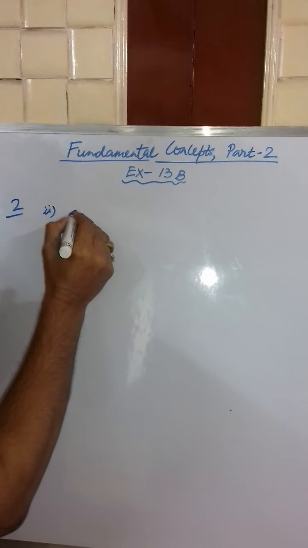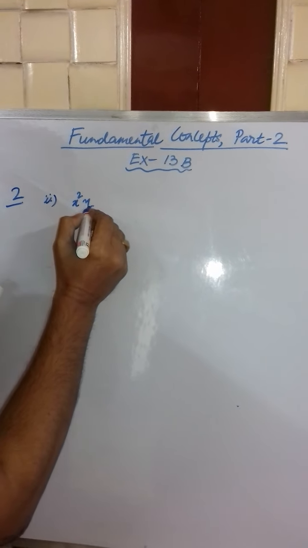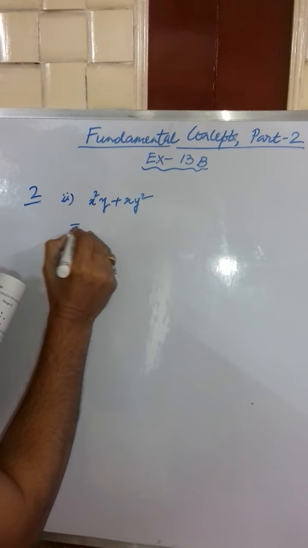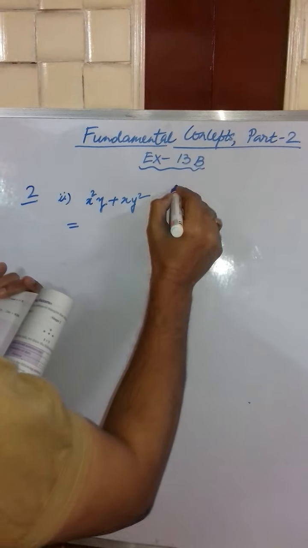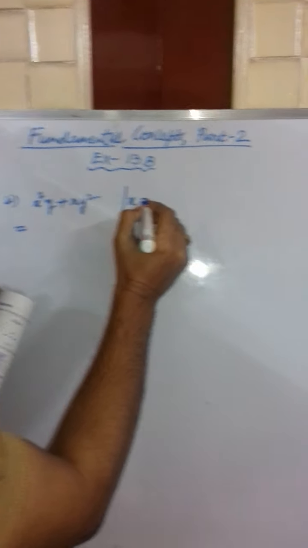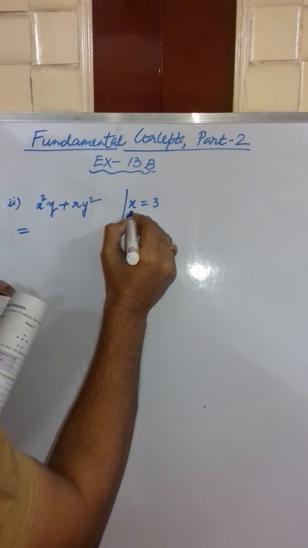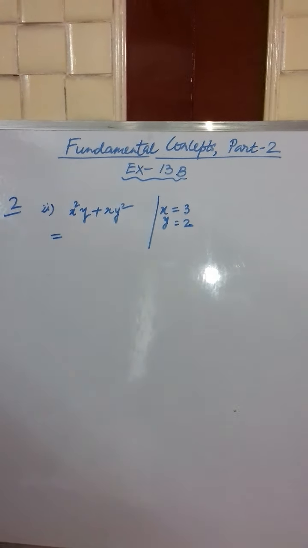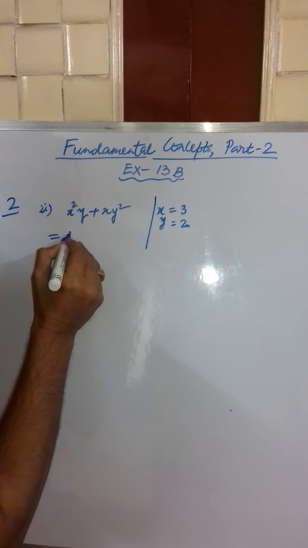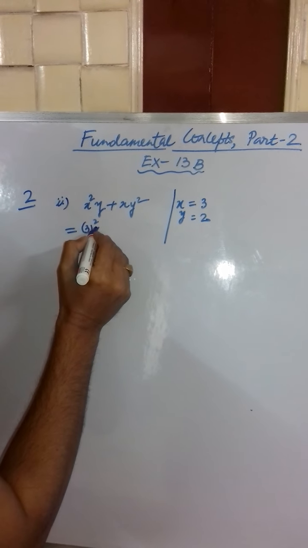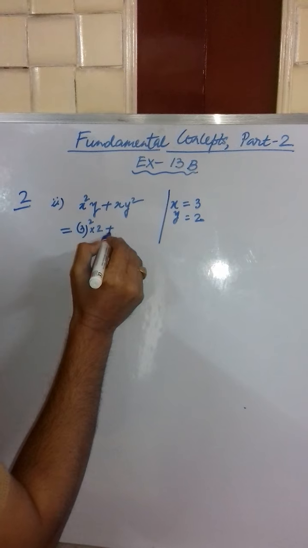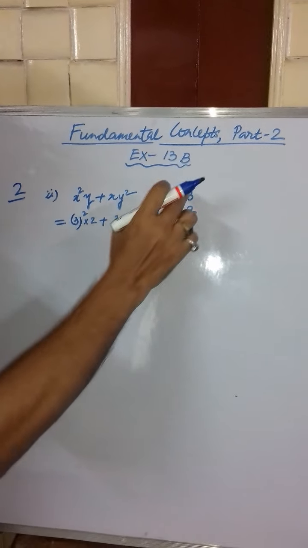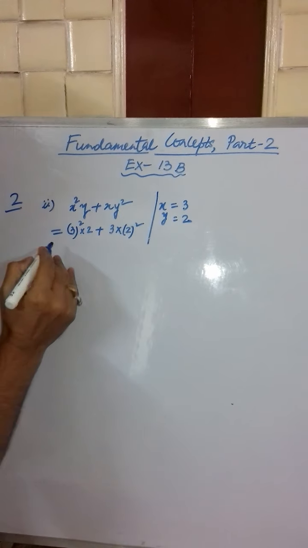The expression is x square y plus xy square. Now you have to find the value. It is given x equal to 3 and y equal to 2. So now x square, that means 3 square into 2, plus 3 into 2 square. I am just putting the respective values of x and y.